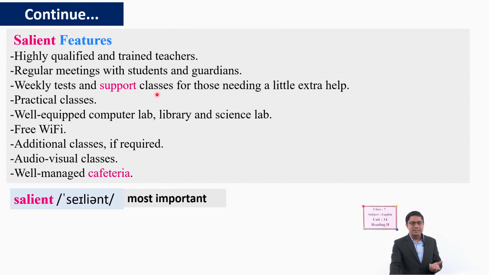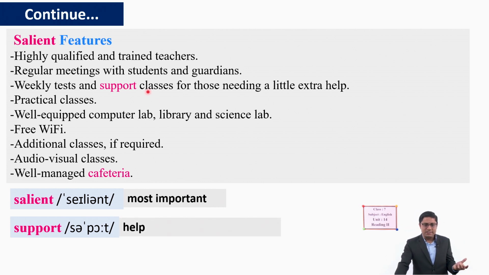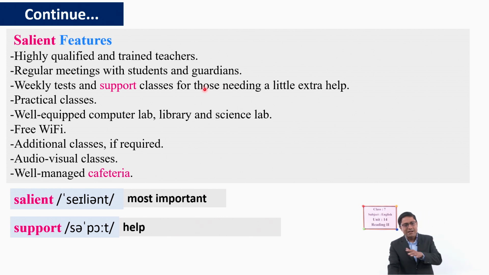Similarly, there are support classes. Do you know support classes means? Yes, support means yes, certainly help. Okay, helping classes. For example, some of the students might face difficulty in learning mathematics, then the school provides extra class to help them. Okay, that is support classes for those needing a little extra help. If the students need extra help, the school provides extra class. Okay. Similarly, practical classes, that means the students get chance to do themselves and learn. If it is a science class, for example, they can go to the science lab, do some practical there and learn it. Similarly, there is well equipped computer lab.